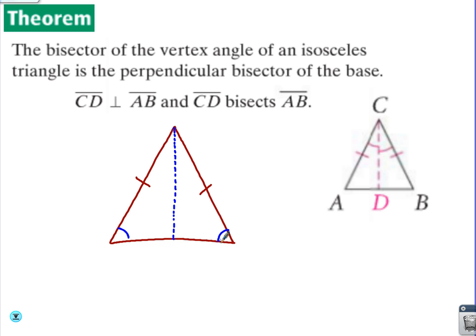Well, we can go a step further. Look what it says. The bisector of the vertex angle. Everybody remembers what the vertex angle is? The bisector. If I cut that vertex angle in half, it says the bisector of the vertex angle of an isosceles triangle is perpendicular bisector of the base.